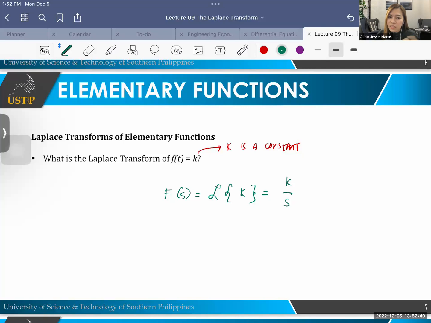Okay, so meaning, ang Laplace transform sa 8, 8 over s. Laplace transform sa 10, 10 over s, and so on. Okay? Sige, sayon pa ni siya.